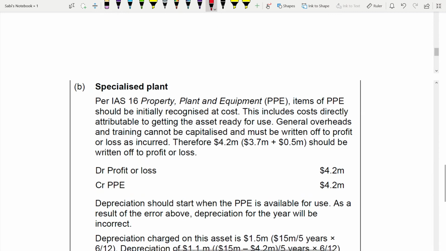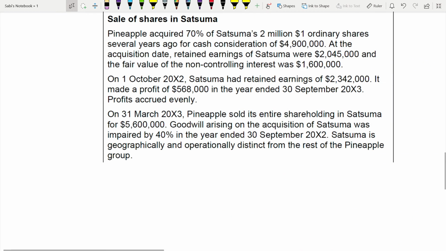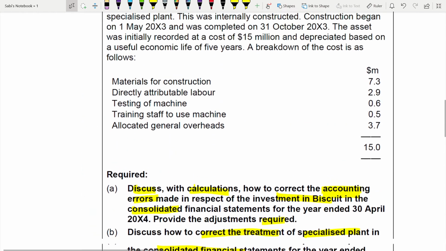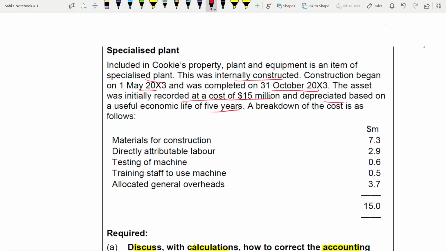Now we are going to part B, which is specialized plant. For that we have to read the case study. Included in their property, plant and equipment is an item of specialized plant. This was internally constructed. Construction began on this date and completed on this date, within 1 year only. The asset was initially recorded at a cost of 15 million and depreciated over 5 years. A breakdown of cost is given, showing how they got that 15 million. Materials for construction, directly attributable labor, testing of machine. All these three things you can take as a cost of the machine.